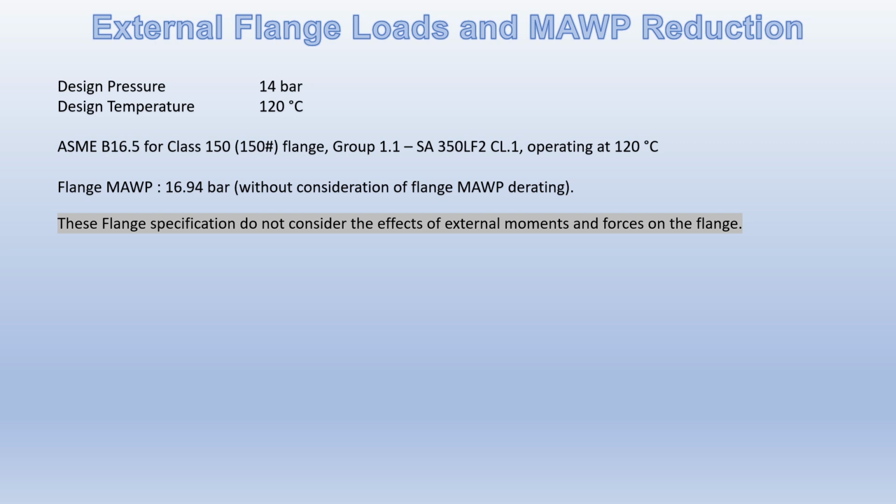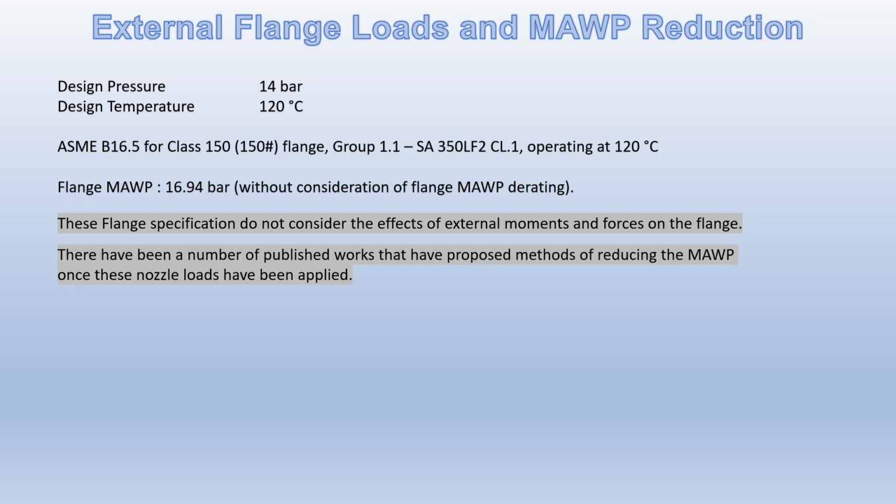As I said in the introduction, if there is a piping connection, there will be nozzle loading on the flange. This nozzle loading, force and moment, has not yet affected anything in this situation. Can the flange MAWP decrease in such a situation where force and moment are applied?